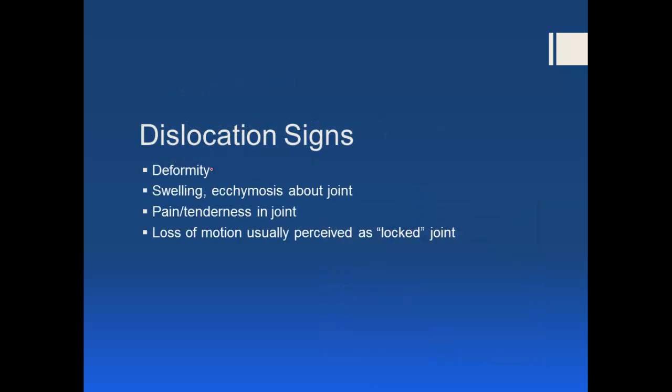Dislocation signs are going to be deformity. This is going to be key here for you. Swelling and ecchymosis, again bruising around the joint. Pain and tenderness in the joint area. And loss of motion that's usually perceived as locked. And this is very true. These patients are usually not able to move their joint at all. It's locked in place. So wherever the dislocation displaces, it is stuck there.